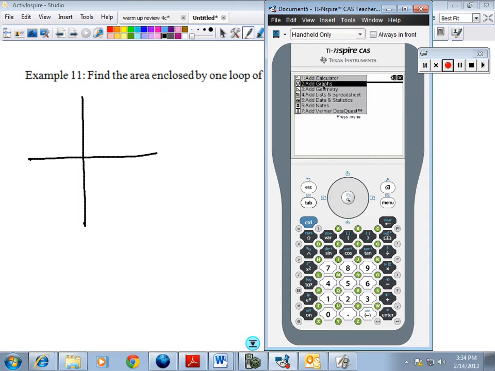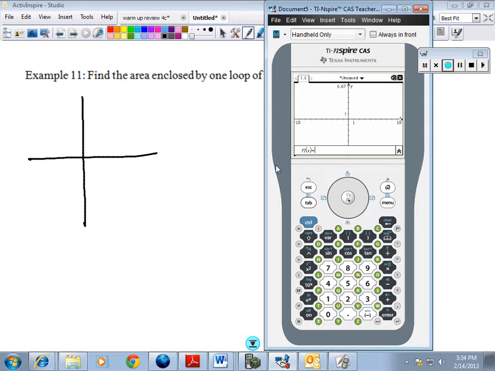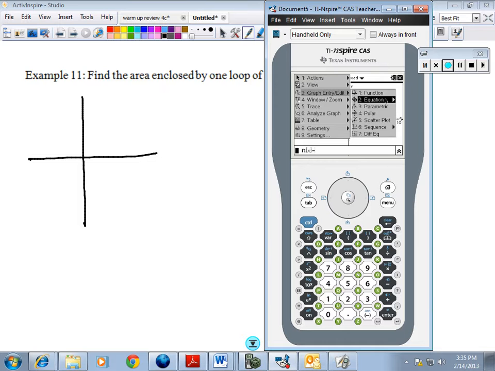Document, no graphs. Sine of 4 theta. Yep. What did I do wrong? Oh, I did 4.6. Just kidding. Wait. Oh. And I've just illustrated what you don't do.